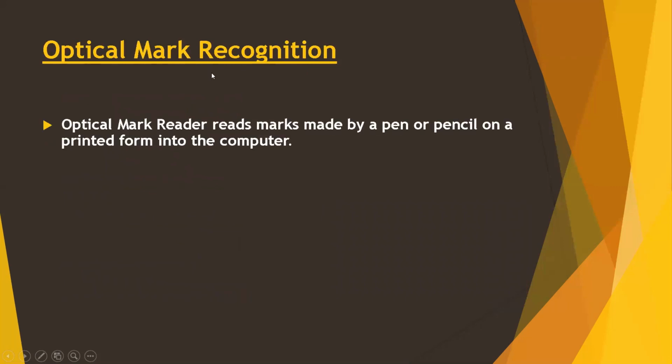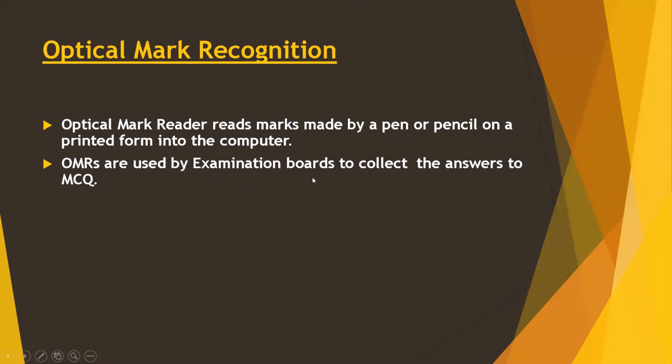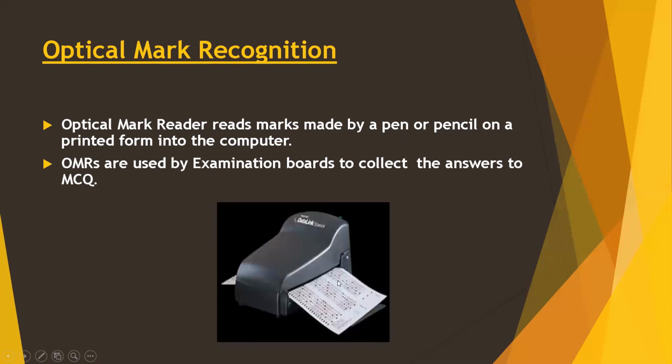Optical mark recognition, that is OMR. I hope you know OMR, you may have filled it during examinations like CET, NEET, all the examinations where you fill an OMR. So what is this? An optical mark reader reads the marks made by pen or pencil on a printed form into the computer. OMRs are used by examination boards to collect the answers to MCQs. There will be an OMR machine. We put the OMR sheet there and it will read all the marks which you made by pen or pencil.